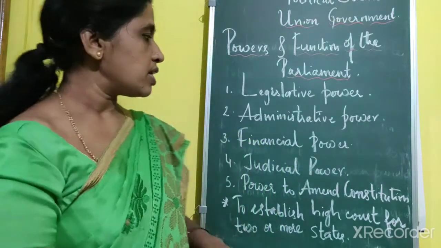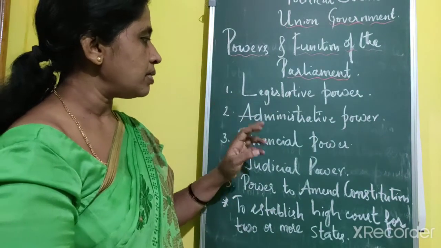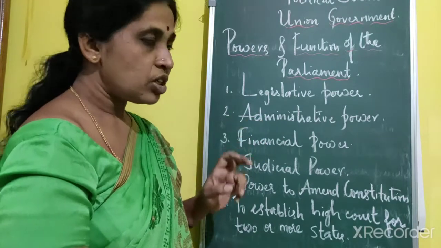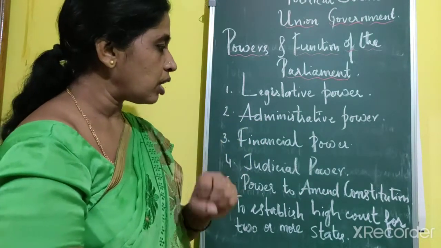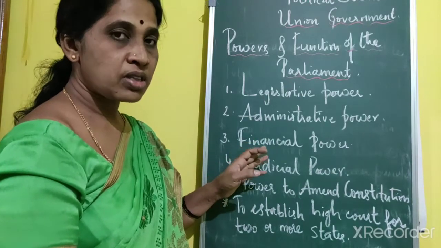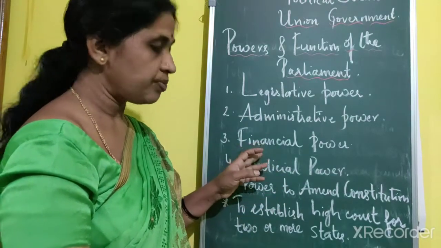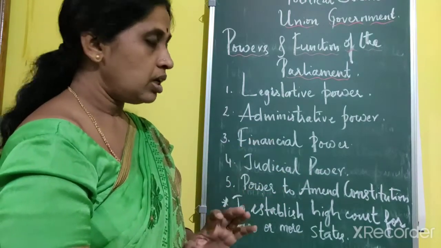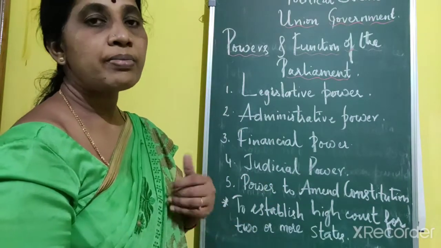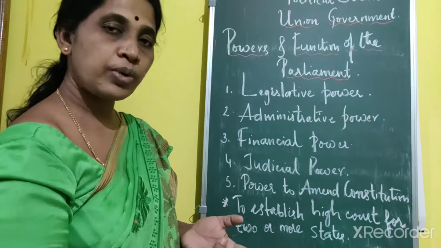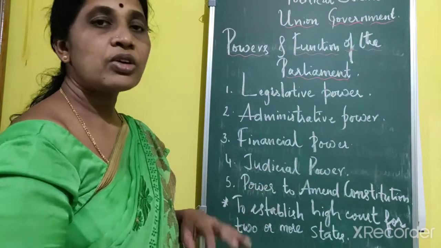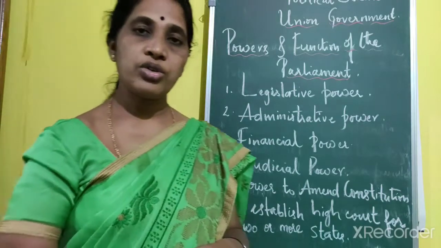So these are some of the powers of the Parliament. Legislative power, that means the power to make the law. Administrative power, that means the power to control the executive. Financial power, that is the financial bill must be presented first in the Parliament. Judicial power, that is the members of the Parliament have the power to remove the judges of the Supreme Court and the High Court. And the Parliament has the power to amend, that is modify, the constitution.